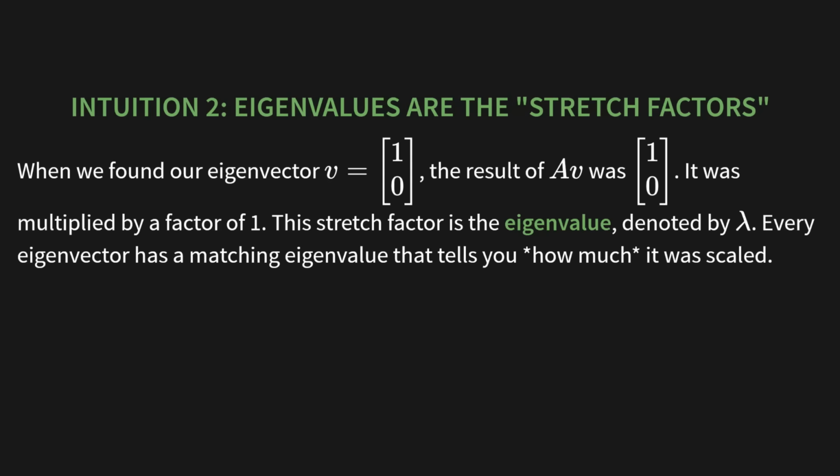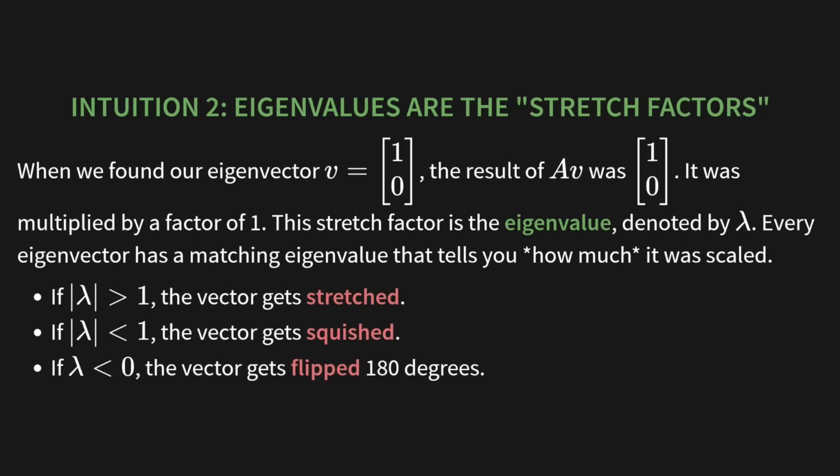Well, it was multiplied by a factor of 1. This stretch factor is the eigenvalue, denoted by the Greek letter lambda. Every eigenvector has a matching eigenvalue that tells you how much it was scaled along its line. If the absolute value of lambda is greater than 1, the vector gets stretched. If it's less than 1, it gets squished. And if lambda is negative, the vector gets flipped 180 degrees, but it still stays on the same line.